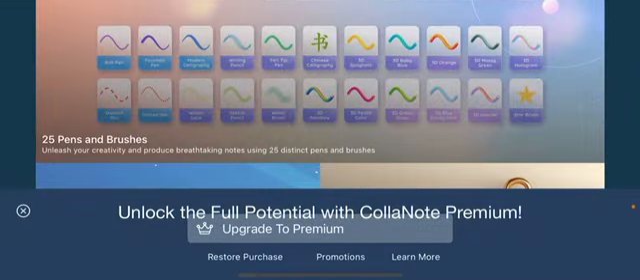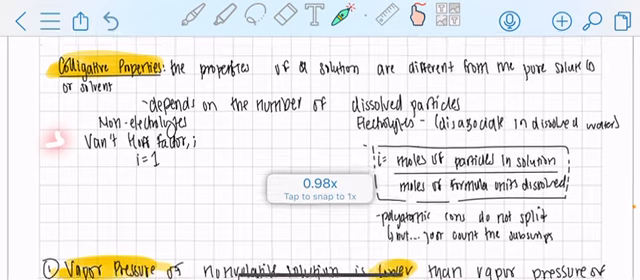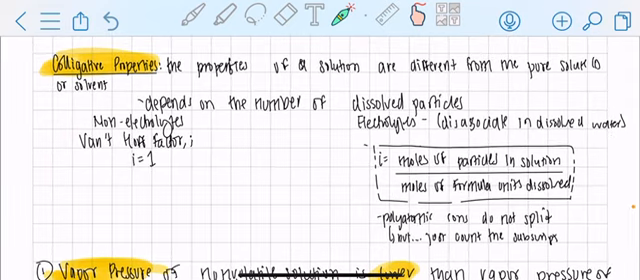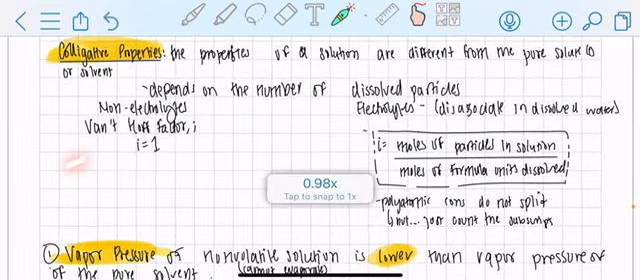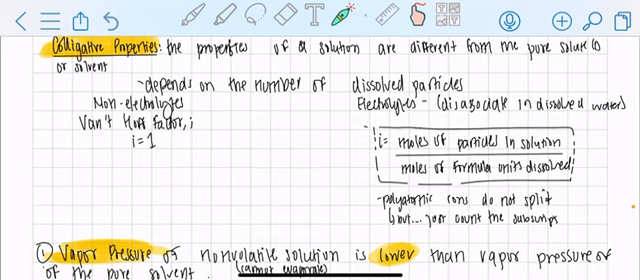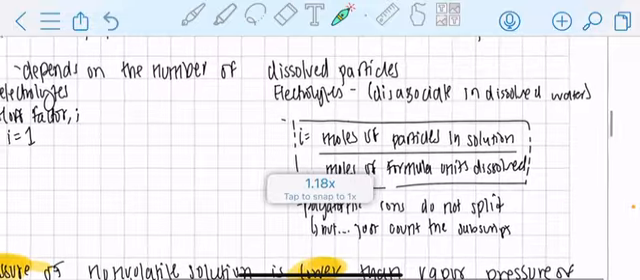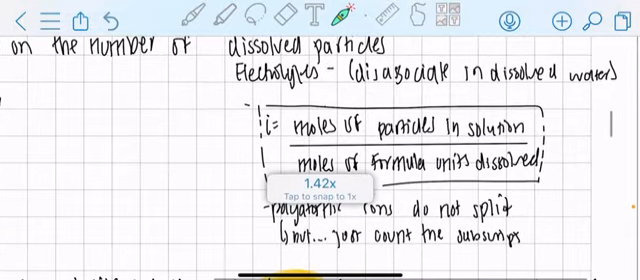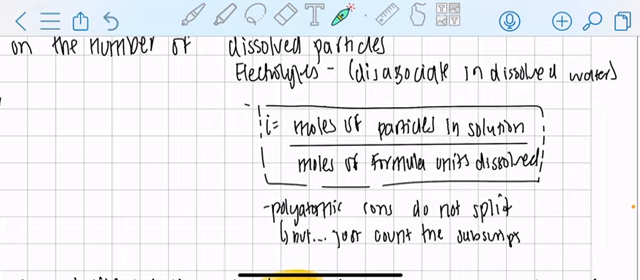Colligative properties are the properties of a solution that are different than pure solvent. They depend on the number of dissolved particles and not the identity of the thing that is dissolved. For non-electrolytes, the Van 't Hoff factor is just 1. And for electrolytes that dissociate in water, the Van 't Hoff factor, or i, is the moles of particles in solution divided by moles of formula unit dissolved.